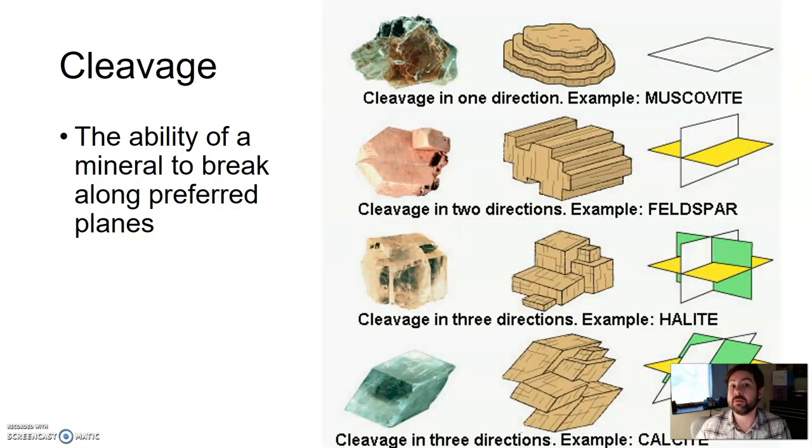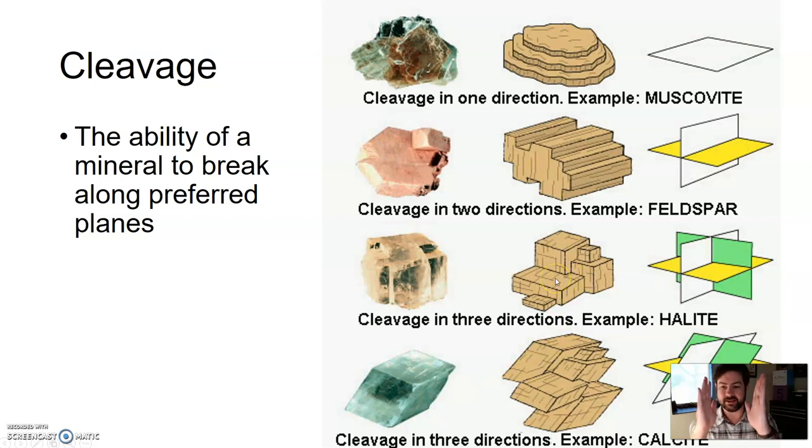Then we look at something called cleavage. Cleavage is the ability for a mineral to break along preferred planes. It's how a mineral breaks. So some minerals exhibit good cleavage. They can break into flat planes, it's one direction of cleavage. They can break into kind of parallel kind of cubic sides. That's called two directions of cleavage. They can break on all three sides to form what looks like cubes or boxes. It's three directions of cleavage.